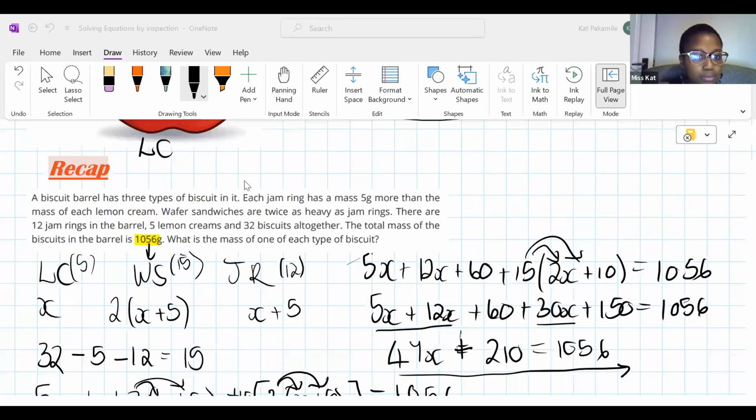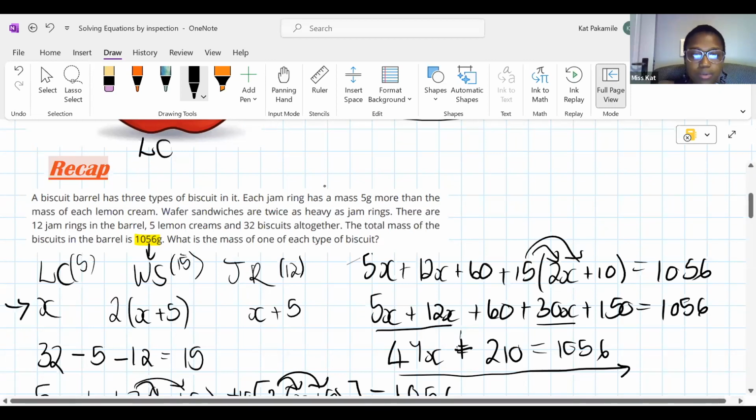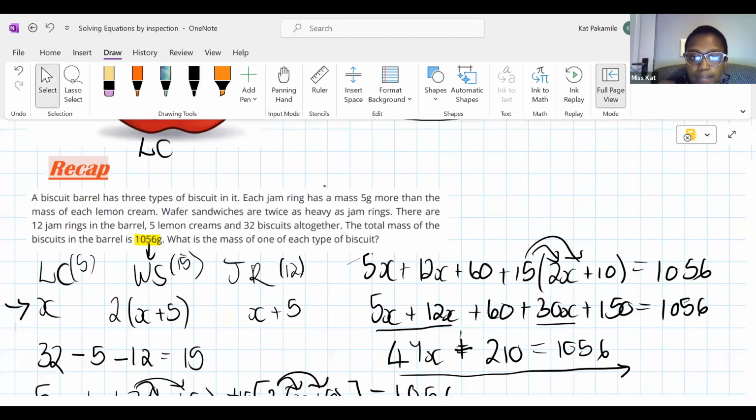Lemon creams were, or rather, what is the mass of lemon creams if you want? That's fine. One lemon cream, you can check here. We made a little makeshift table. Anyone? Nope. No, Sanda, look carefully. Lemon creams are not 5 grams. Remember, jam rings were 5 grams more than lemon creams. That's where the 5 grams was.